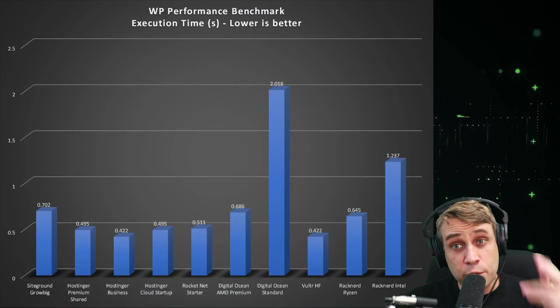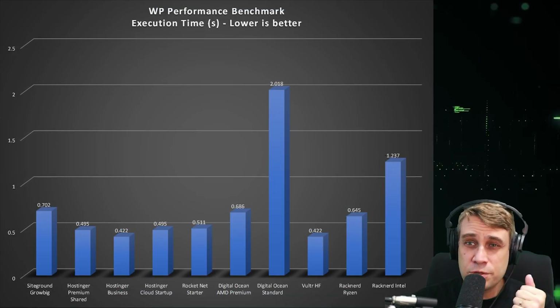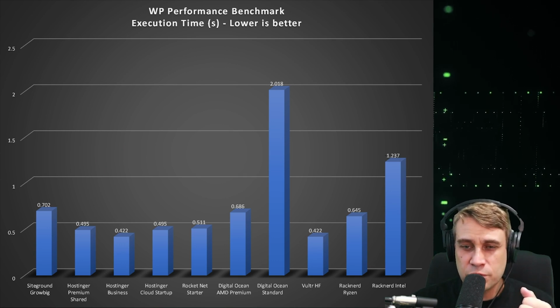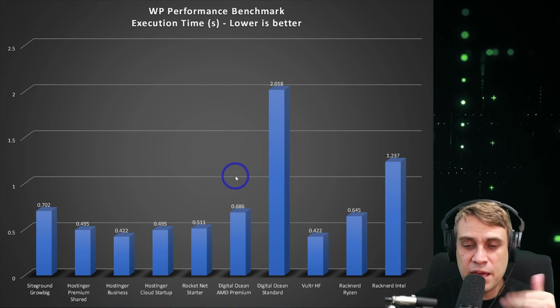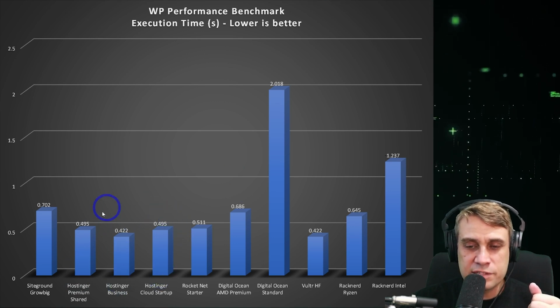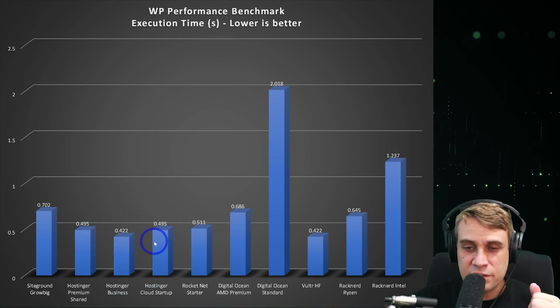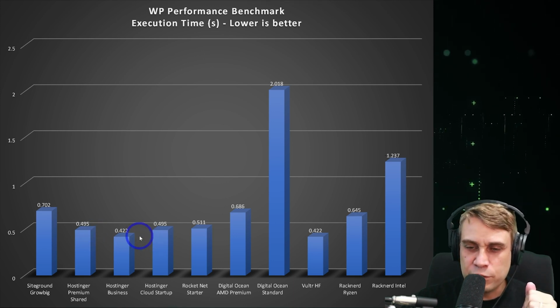So our next benchmark was with WP Performance Tester. So this is an execution time for the WordPress benchmark. So the lower number here is better. So we've got a Hostinger Premium, Hostinger Business, and Hostinger Cloud Startup plan here. This was how many seconds it took. So less than half a second on all of these. This is all really quite good.